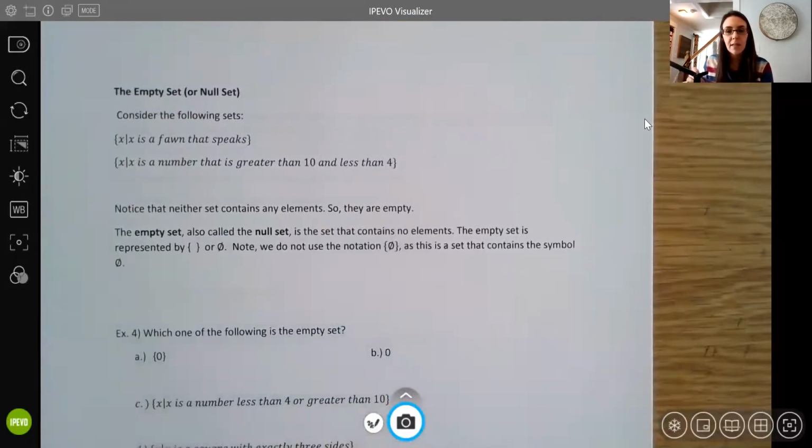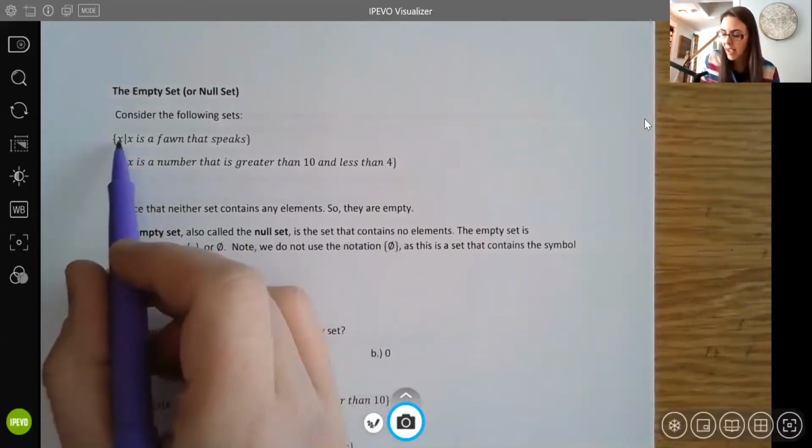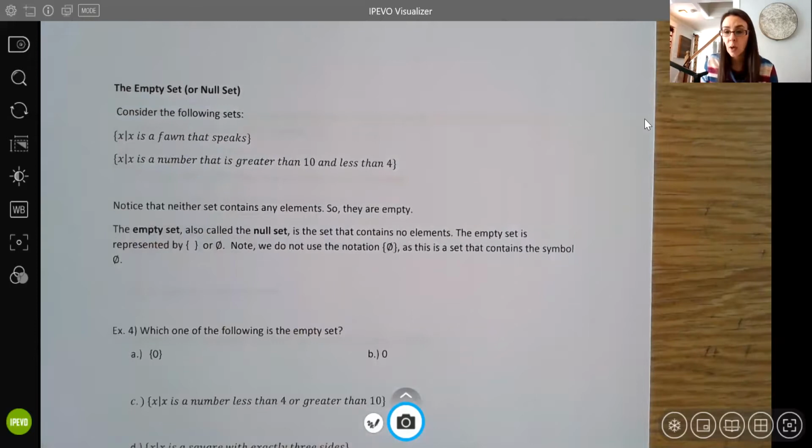Now, there's one specific set I want to talk about, and that's called the empty set or the null set. And you'll hear both terms used interchangeably. So for instance, think about these sets. The set X, such that X is a fawn that speaks. Now, a fawn is a baby deer. So do we know of any baby deer that actually speak in the real world, right? We're not talking about Bambi in the movies, but do we know any deer that speak? No, I don't know any deer that speak.